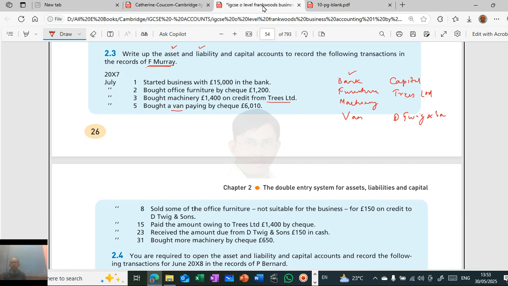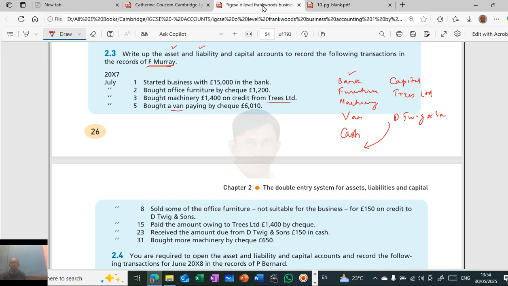Paid the amount owing to Trees Limited by check. Trees is already there, bank account is already there. Received the amount due from D Twig and Sons, 150 in cash. Cash account is not there. Cash account is an asset, so we add it right here. D Twig also is an asset. So these are all assets, and liabilities are only capital and Trees Limited.